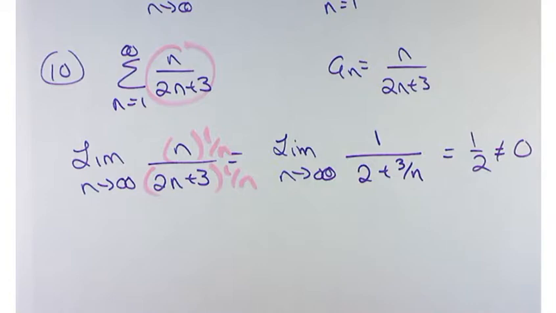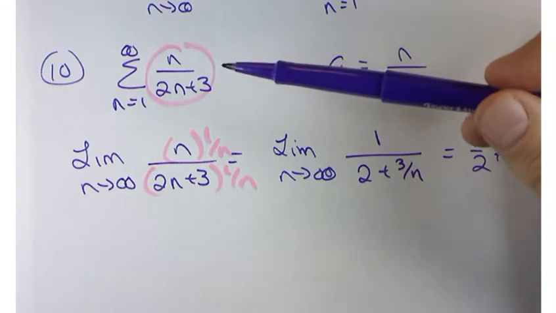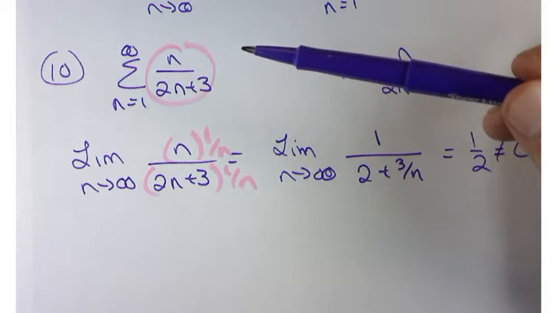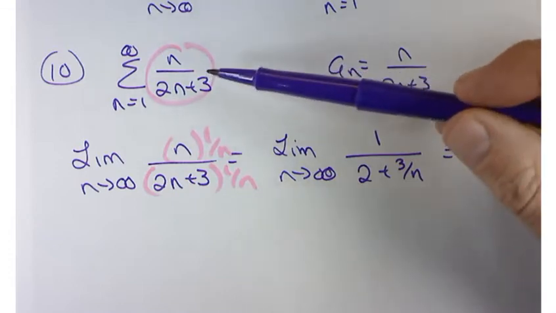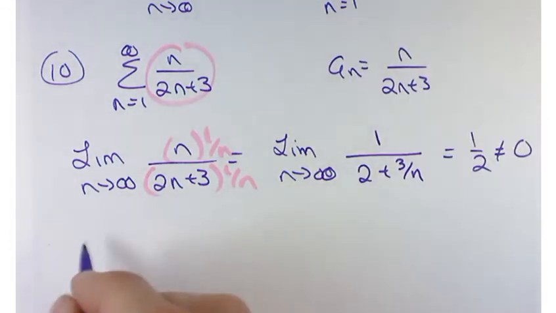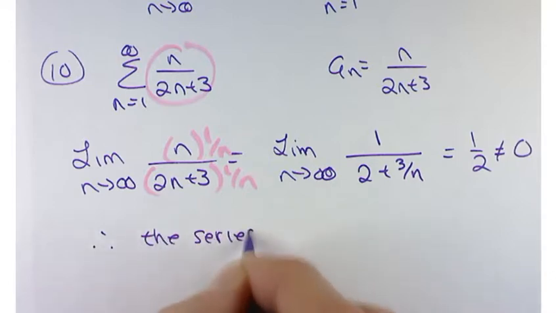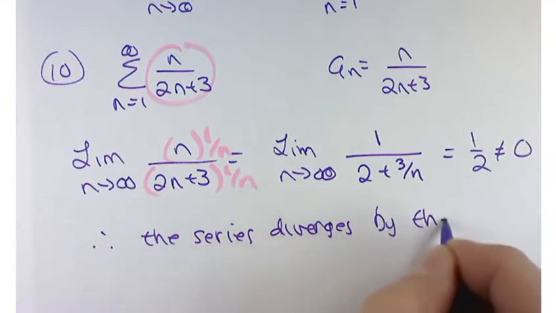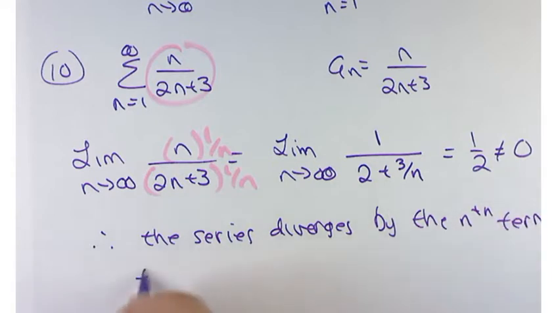Because this is not 0, essentially you've got an infinite number of terms that are getting close to the value of 1/2. If you add up 1/2 plus 1/2 plus 1/2 an infinite number of times, you're not going to get 0. You're not going to get something that converges. Actually, it doesn't matter if it's 0. You're not going to get something finite. So therefore, the series diverges by the nth term test.